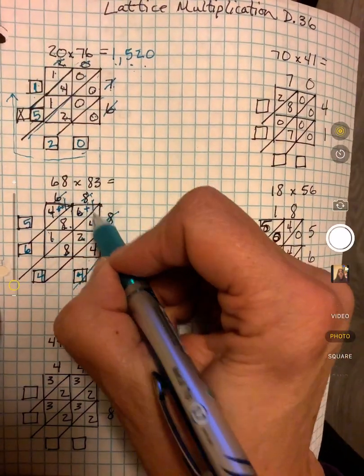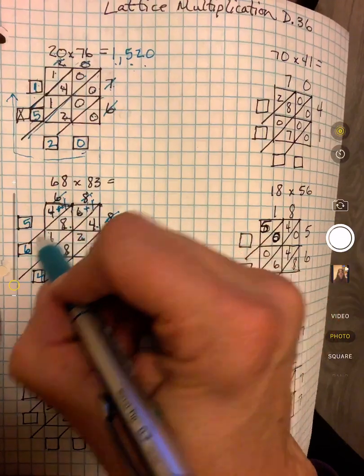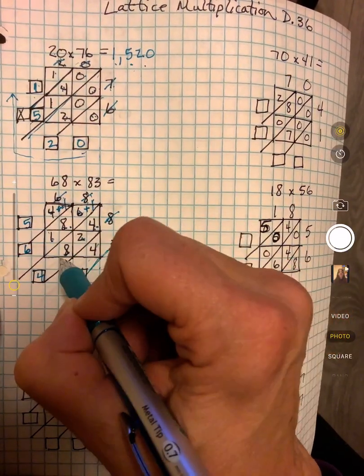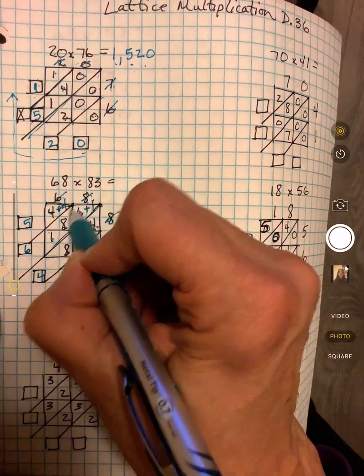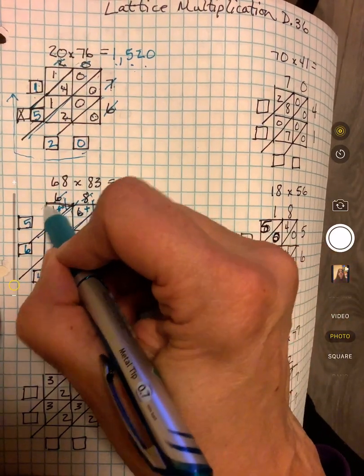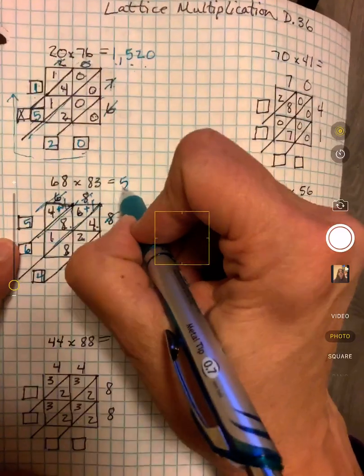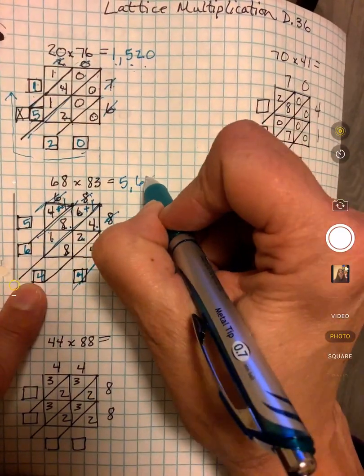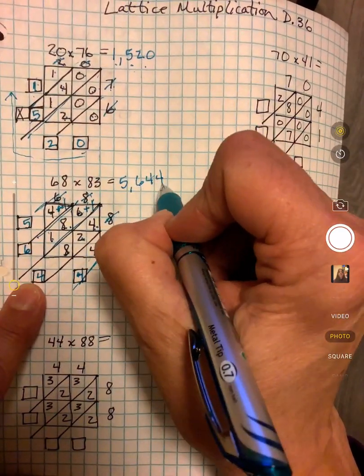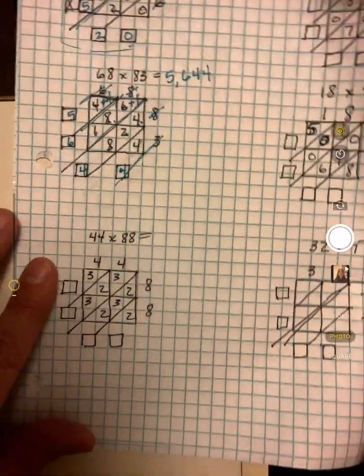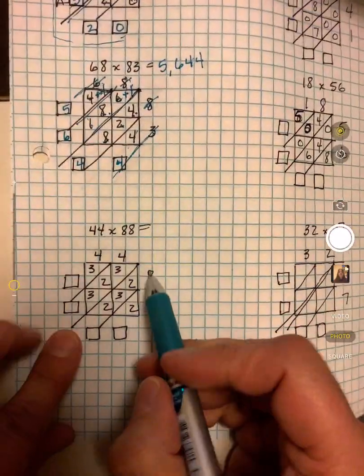Okay, so when you have to carry, you go to the next diagonal row. I added this. I had to carry, so it went here. I had to carry again, so it went in there. So my answer is 5,644. Okay? Next, 44 times 88.